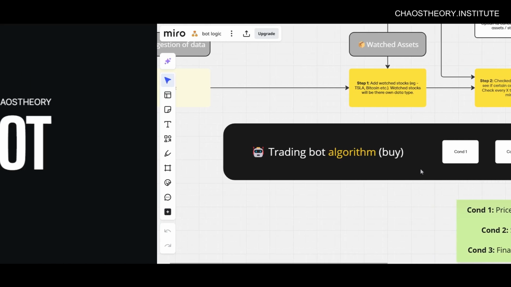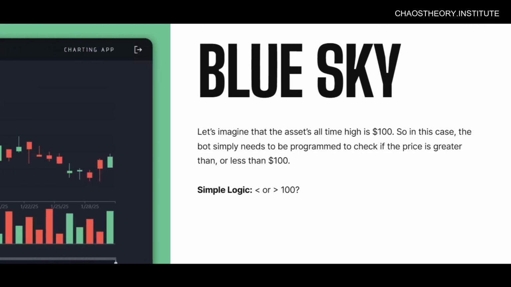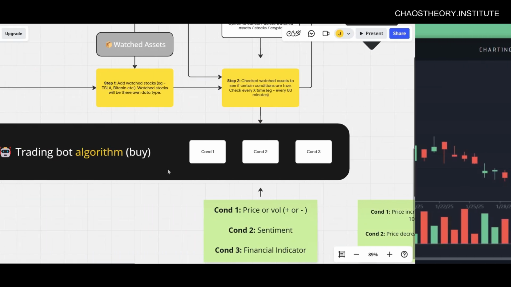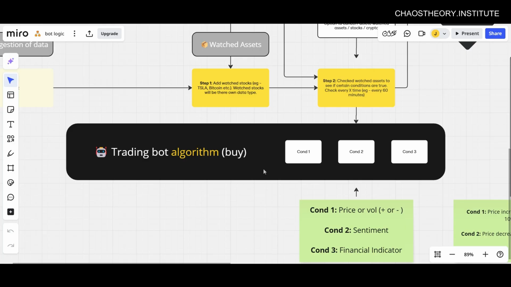Let's imagine that we've named this bot the Blue Sky Bot, and all we're looking for is one condition to be true. We simply want our bot to make a buy decision if the price of ABC asset passes its all-time high. Let's imagine that the asset's all-time high is $100. So in this case, the bot simply needs to be programmed to check if the price is greater than or less than $100. If the asset's price is above $100, then a buy decision can be made.